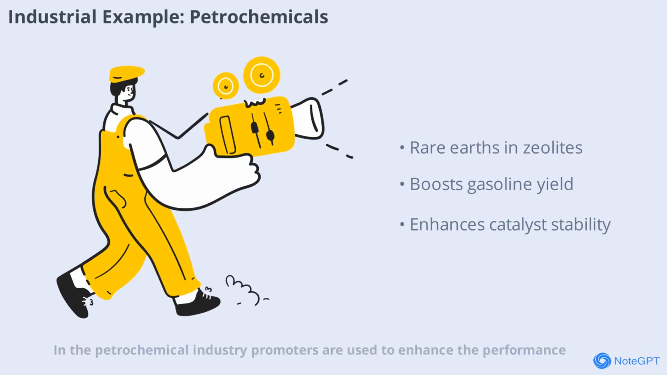In the petrochemical industry, promoters are used to enhance the performance of catalysts in processes like catalytic cracking. For example, rare earth metals are added as promoters to zeolite catalysts, increasing their stability and activity. This leads to higher yields of valuable products like gasoline and olefins. The use of promoters in petrochemicals demonstrates their importance in large-scale chemical manufacturing.